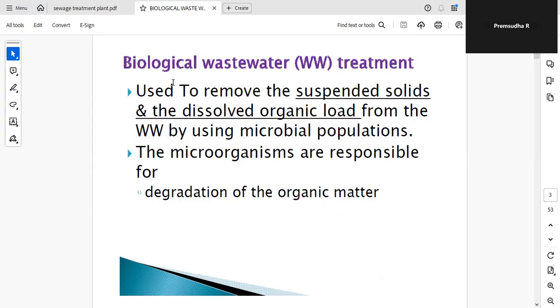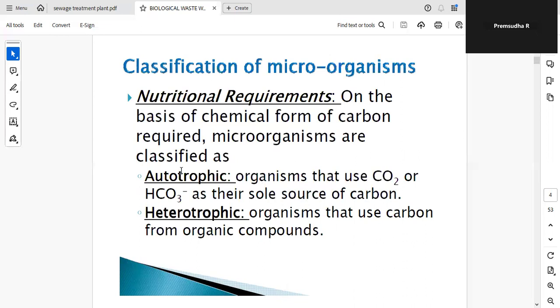This treatment we also call biological wastewater treatment. It is used to remove the suspended solids and the dissolved organic matter from the wastewater by using microbial populations. The microorganisms are responsible for degradation of organic matter in this, so it is also called biological treatment.